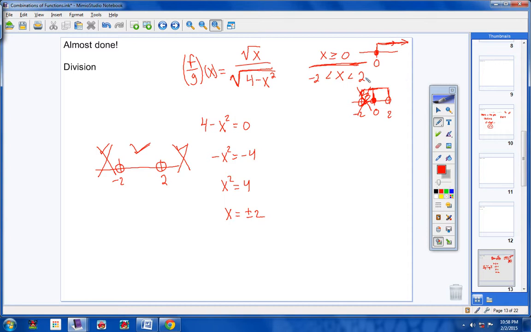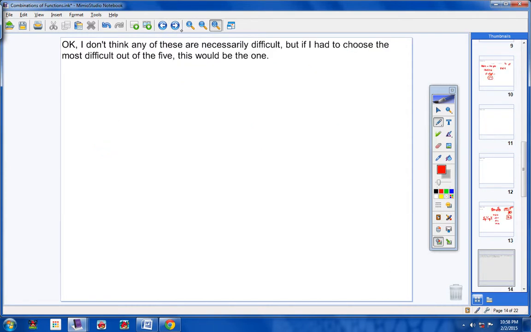So where both of these domains agree is from 0 to 2. 0 is inclusive, 2 is non-inclusive, parentheses. So there's the domain of this function. That's a really, really tough one. I hope that makes sense, okay? If not, you might want to go back later and watch this again, okay? Alright, moving on.